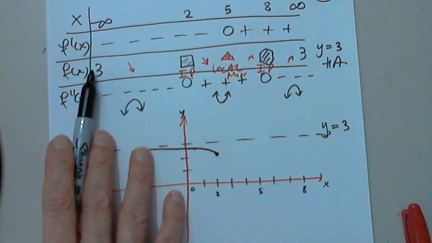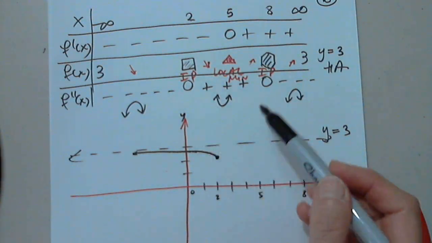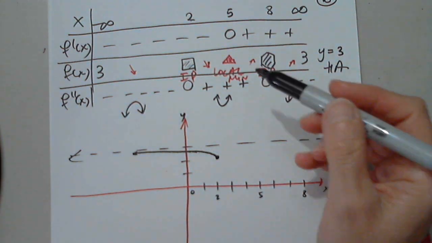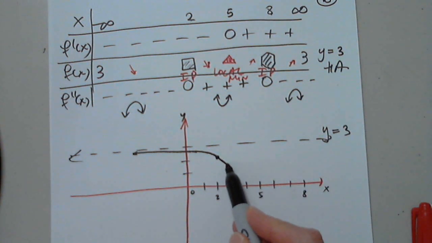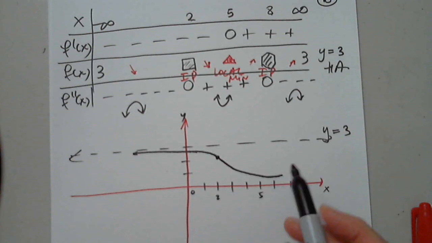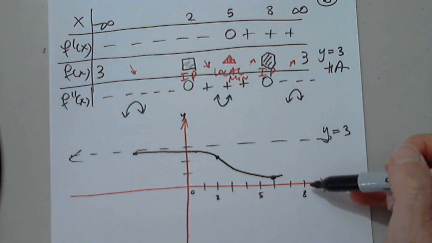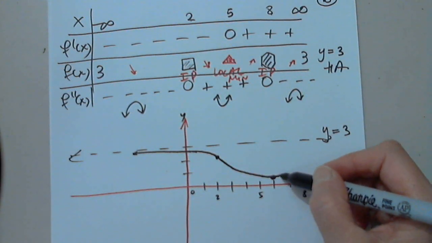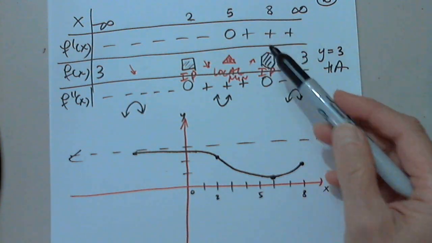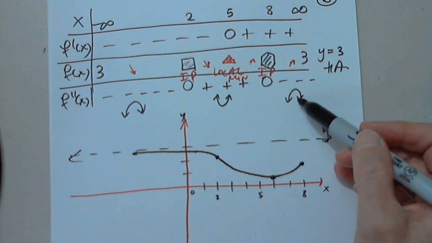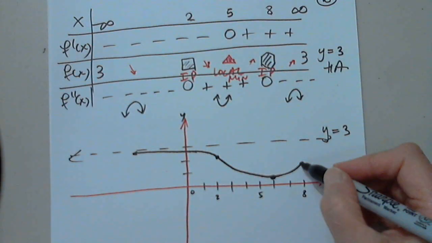Opening down, decreasing from 3 to this point. It's an inflection point, so it has to change concavity. At 5, it reaches a minimum, opening up. At 8, somewhere it changes concavity again. 8 comma something, doesn't matter. And now it's opening down because it changes concavity again, approaching 3.